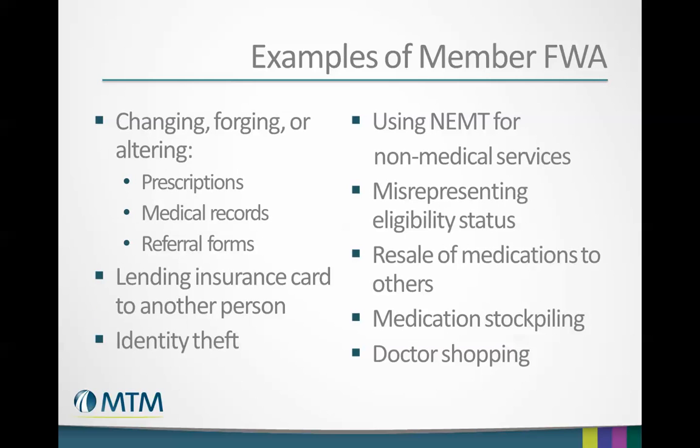You'll see a couple of examples here as far as what is member fraud, waste, and abuse. So it may be up to and including changing, forging, or altering any sort of prescriptions, medical records, referral forms. It includes lending or borrowing someone else's insurance card. It also includes NEMT, or non-emergent medical transportation, for non-medical services.